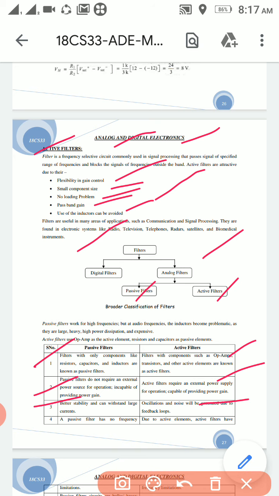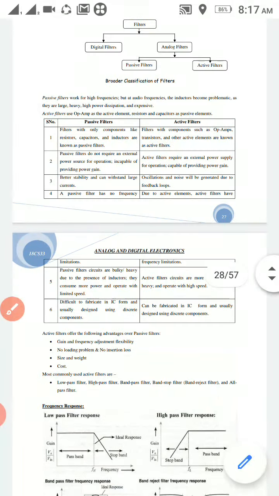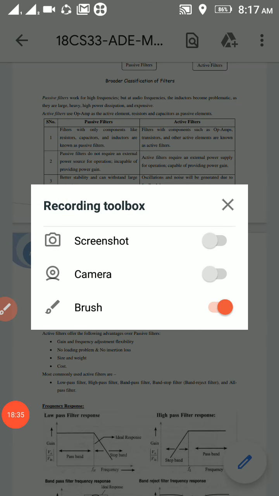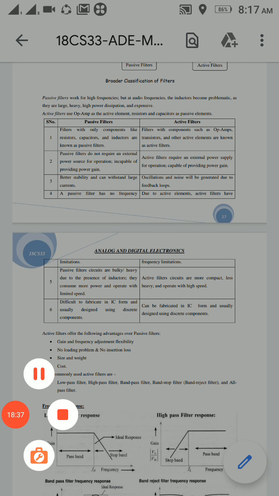The next difference is frequency limitations. Due to their active elements, active filters have some frequency limitations, but passive filters have no frequency limitations.